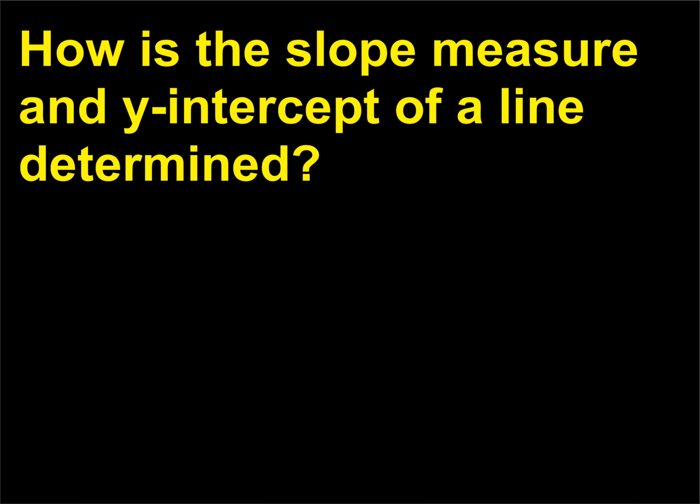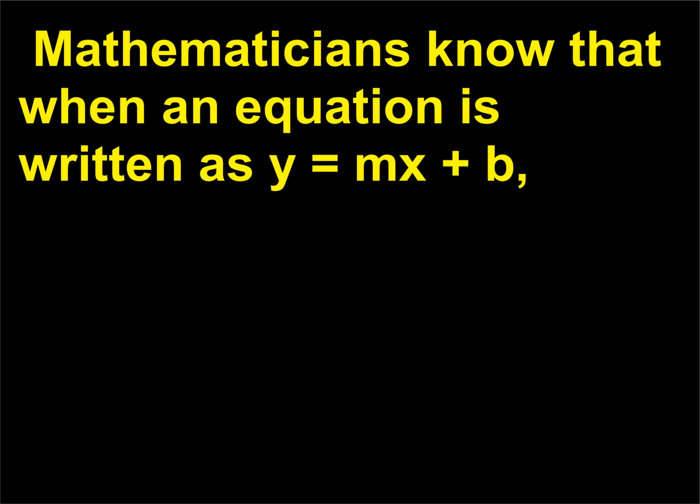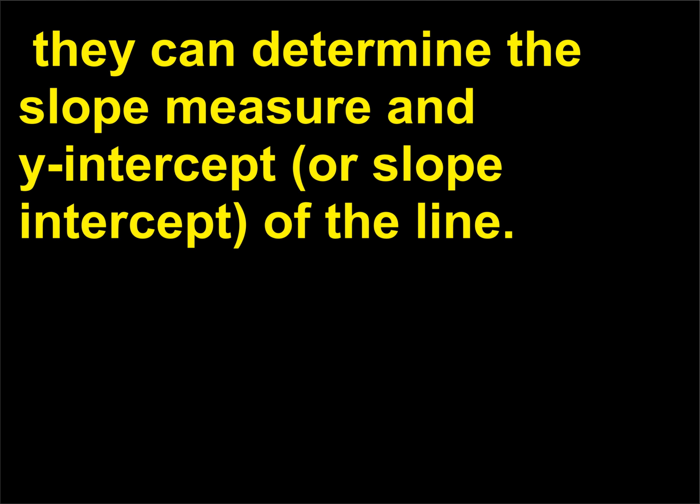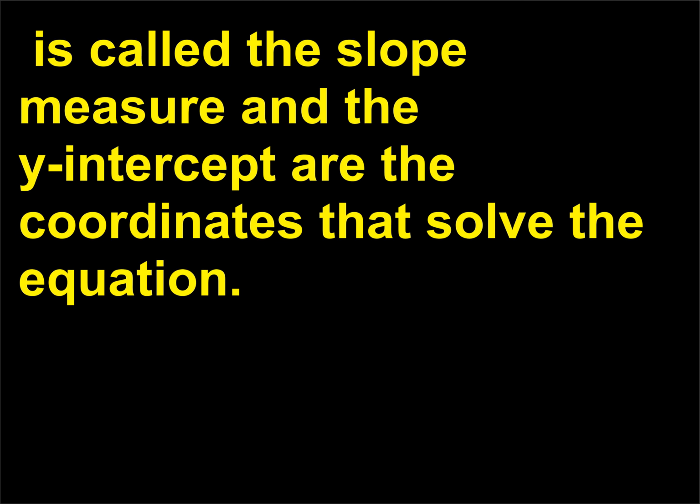How is the slope measure and y-intercept of a line determined? On a graph, the slope is the line in a plane completely specified by a point and a number. Mathematicians know that when an equation is written as y equals mx plus b, they can determine the slope measure and y-intercept, or slope-intercept, of the line. In this case, the m, or x coefficient, is called the slope measure and the y-intercept are the coordinates that solve the equation.